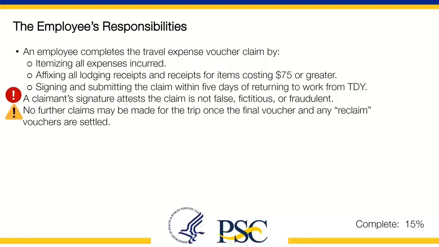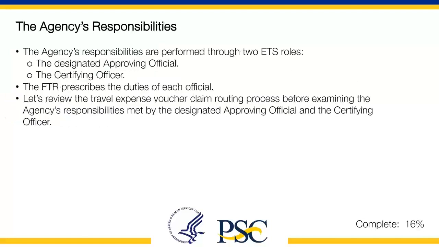An employee completes the travel expense voucher claim by itemizing all expenses incurred, affixing all lodging receipts and receipts for items costing $75 or greater, signing and submitting the claim within 5 days of returning to work from TDY. A claimant's signature attests the claim is not false, fictitious, or fraudulent. No further claims may be made for the trip once the final voucher and any reclaim vouchers are settled. The agency's responsibilities are performed through 2 ETS roles: the designated approving official, the certifying officer. The FTR prescribes the duties of each official.